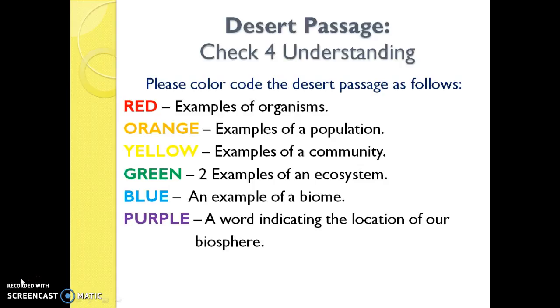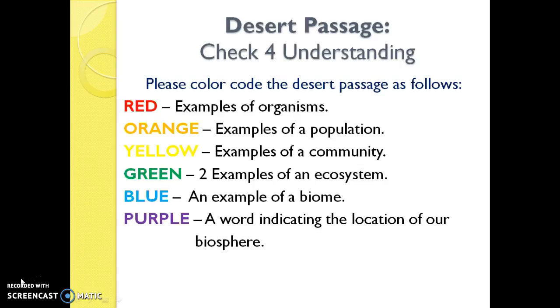Now, I need you to pause the video, and I need you to go get these colors so that you can color code the passage that is below the table that you just filled out. So you are in your passage with your colors, you are going to underline individual organisms in red. You are going to underline a population, so wherever it describes a population, you're going to underline that in orange. So you might have multiple underlines in areas. So you just have to look for where does it describe a population.